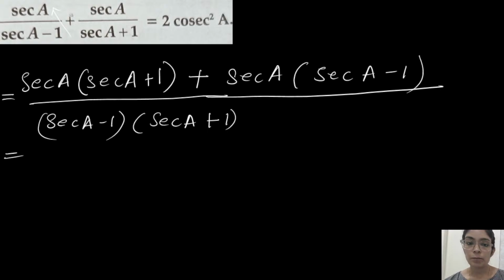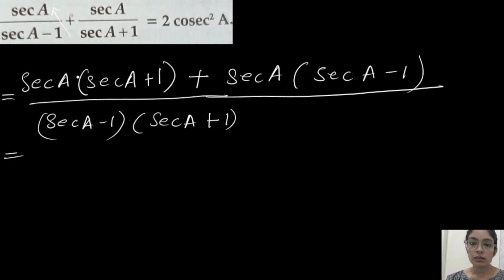After taking the LCM, in the denominator we can apply the identity A plus B into A minus B. Whenever you see A plus B into A minus B, we can apply the identity A square minus B square. But what can we do at the numerator?